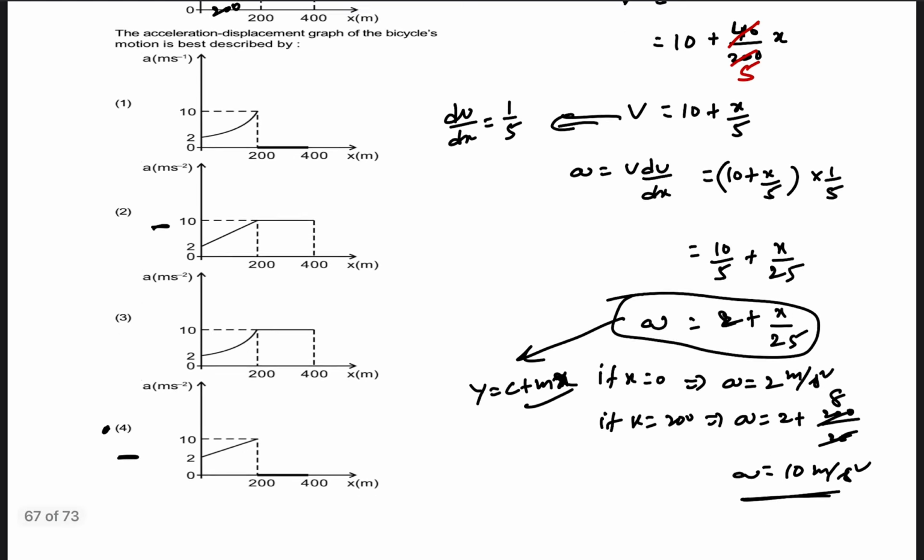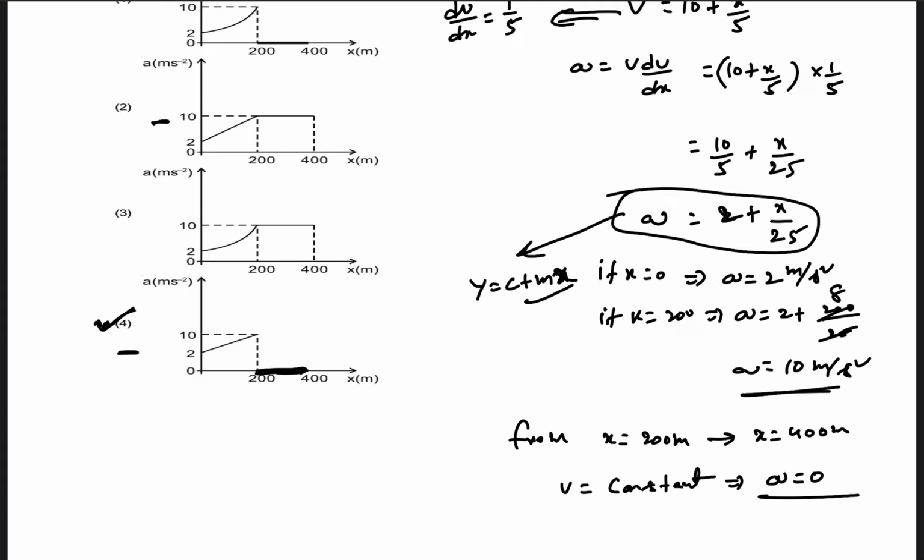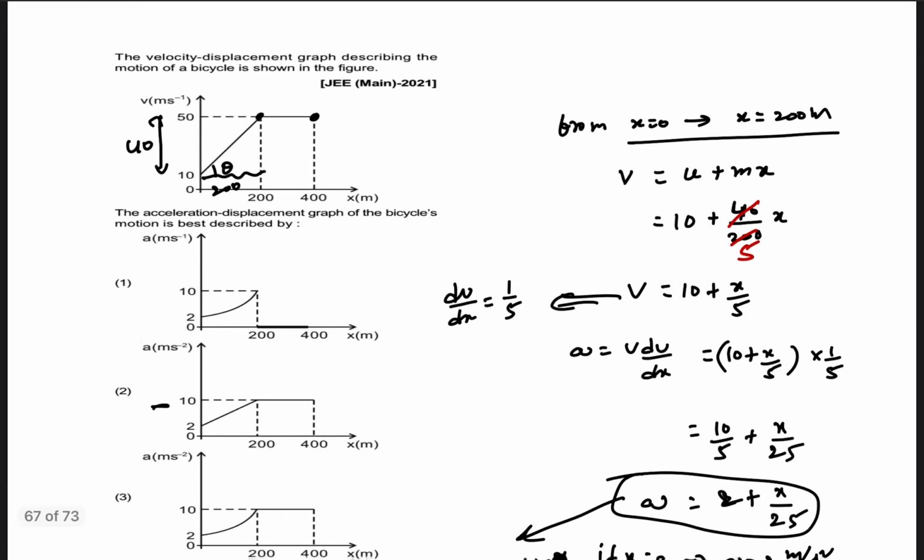After this, if you see that from 200 meters to 400 meters, velocity is constant. From x is equal to 200 meters to x is equal to 400 meters, velocity is constant. If velocity is constant, a value should be 0. If a is 0, it should be on the time axis. So the fourth graph is the correct option.